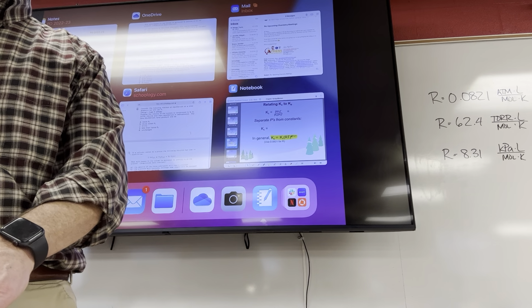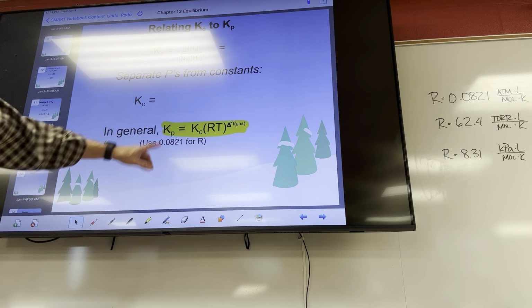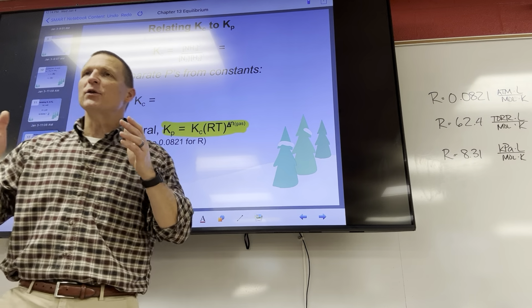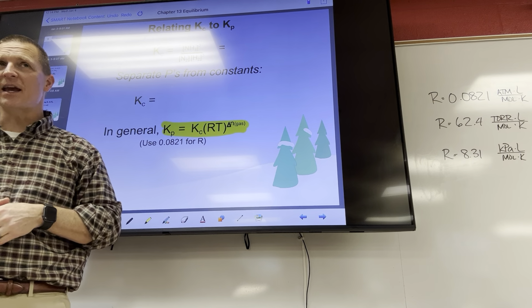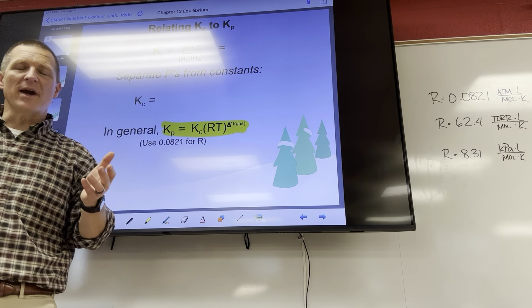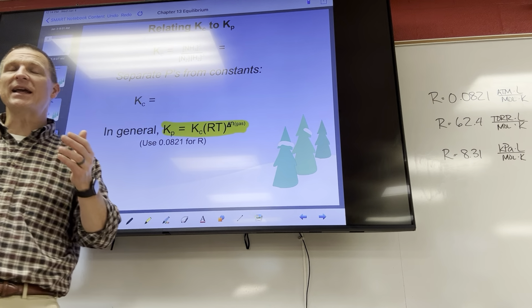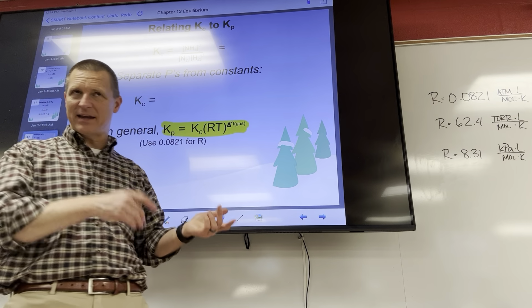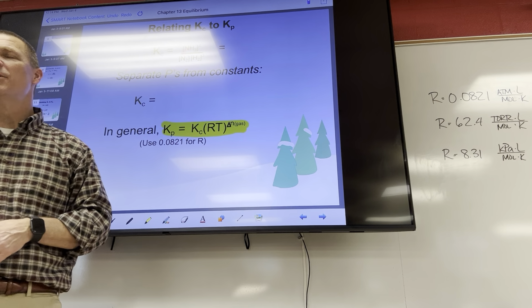So yesterday, we had finished with this slide. I had gone through a little derivation to give us the relationship between Kc and Kp. Two different ways to determine an equilibrium constant depending on what information you're given. If you're given pressures of gases, we would find Kp. If you're given concentrations, we find Kc.